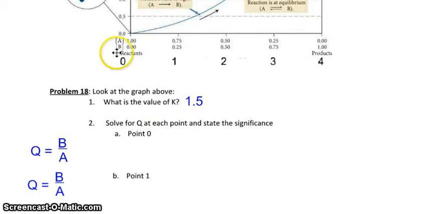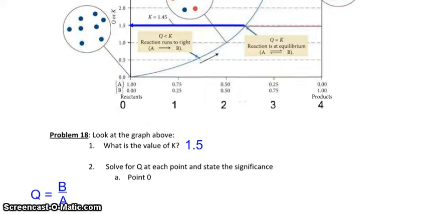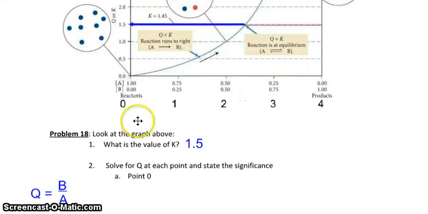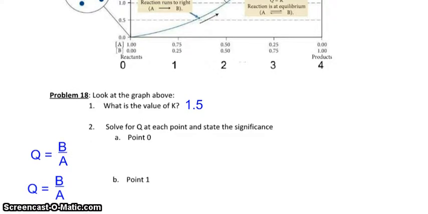At point 0, here's your point 0, at the beginning of your reaction. Q equals B over A. Why is that? Well, it's products over reactants, same thing I have up here. At point 0, we don't have any products, so it's going to be 0. Our reactants is 1. So here's our product 0, reactants 1, and as you know, Q equals 0. Compare: Q is 0, K is 1.5. Q is less than K.